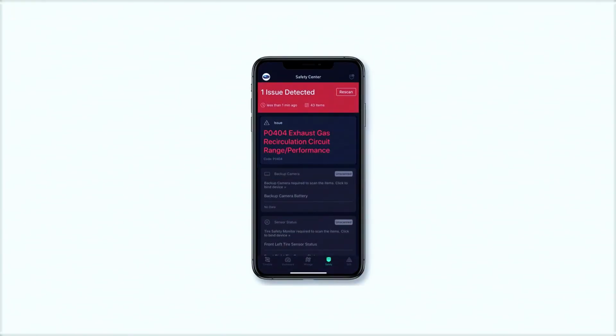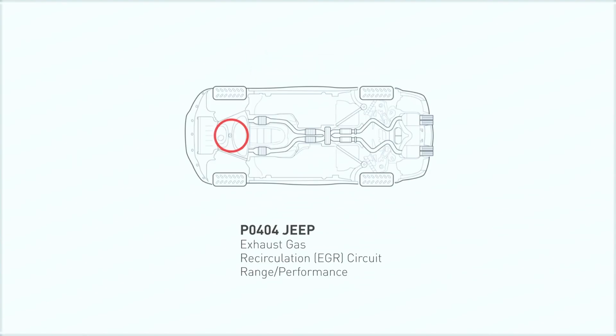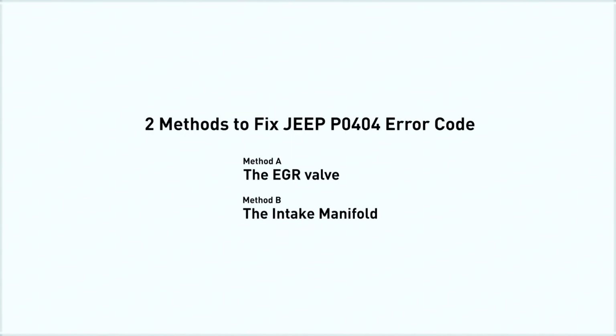Use the OBD2 scanner to scan your vehicle and see the error code P0404. It indicates the engine control module detects the EGR valve is not flowing recirculated exhaust gases when it is commanded to open the flow of gases into the intake manifold. Here are two of the most practical solutions to fix Jeep's P0404 error code.